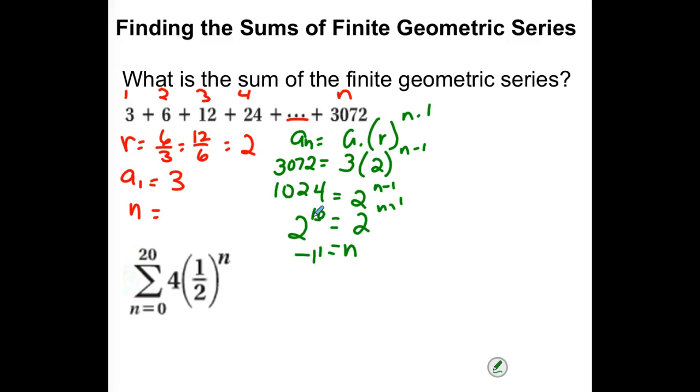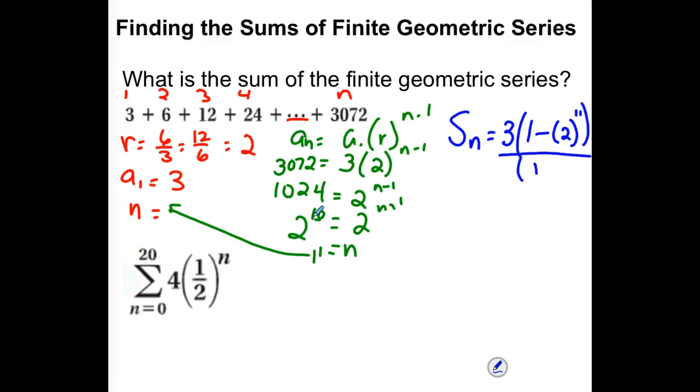All right, so we now know the 3 things that we have to fill in our formula. We're going to go back now to our summation rule. It says take our first term, which was 3, times 1 minus r, which is 2 in this case, to the nth power. And what did we say n was? 11. And we're dividing by 1 minus r. Okay, so we are summing 11 numbers.